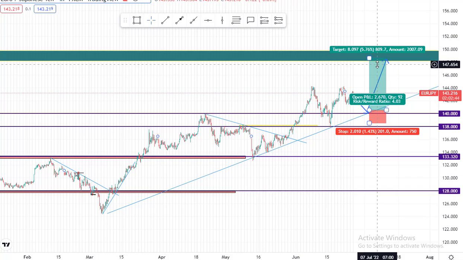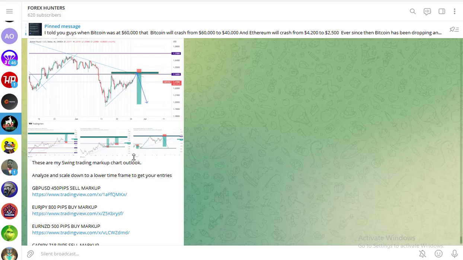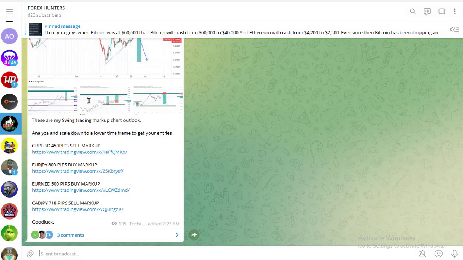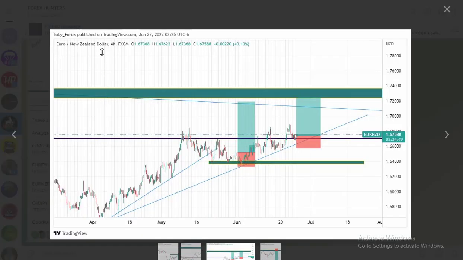So this is what I saw on EURJPY, and what made me post it on the Telegram community, which is here, as you can see. The next chart that I posted is EURNZD for a buy. I've actually been on a buy on this EURNZD right from here, holding it and rallying it all the way up here. So this is a continuation trade, to jump in and still follow this trend. I think I shared this on my Telegram community some weeks ago.